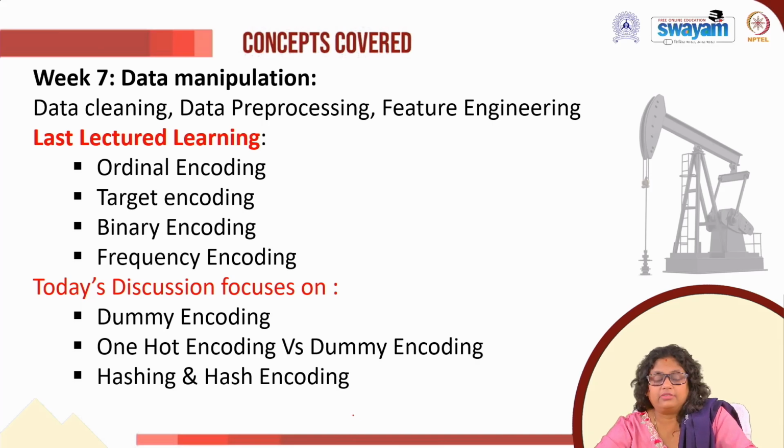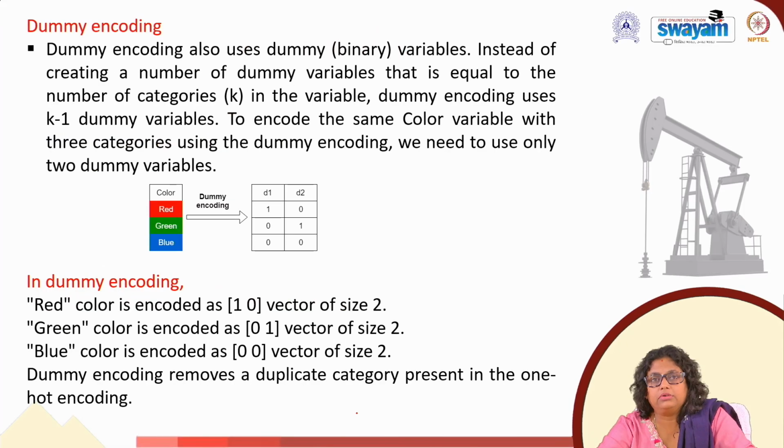In the last class we talked about some categorical encoding, where we discussed ordinal encoding, target encoding, binary encoding and frequency encoding. In today's discussion, in continuation with the previous topic, I am going to focus on dummy encoding, then one hot encoding versus dummy encoding, and finally hashing and hash encoding. To start with, dummy encoding.